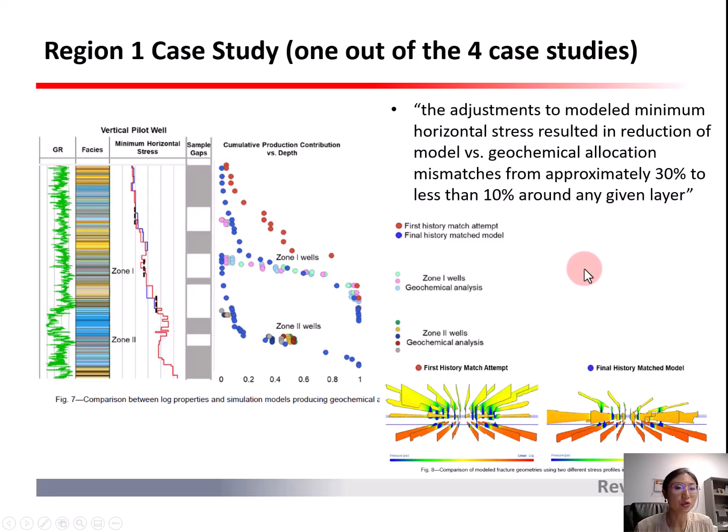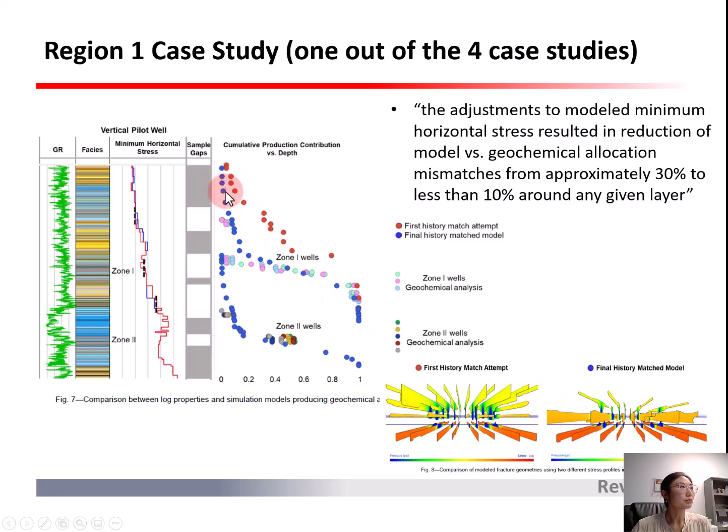What are the parameters she was able to tweak in order to make the match? There's a lot of data integration that goes into supporting why she's tweaking this number versus another parameter in order to make the match. But in general, a lot of other data is incorporated: their gamma ray, their phases, understanding different geomechanical properties. In this case, the minimal horizontal stress was the key knob to tweak that reduced the mismatch from 30% to less than 10%. This is how the model looked before and after.